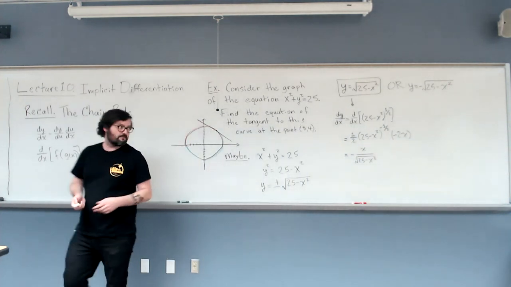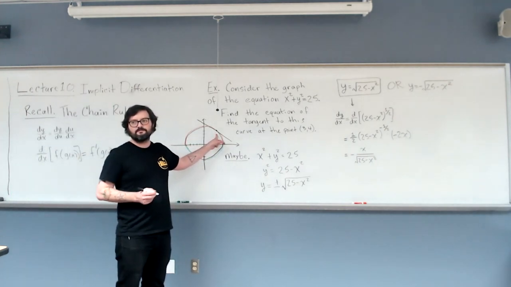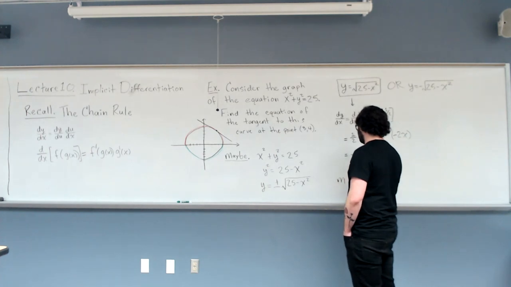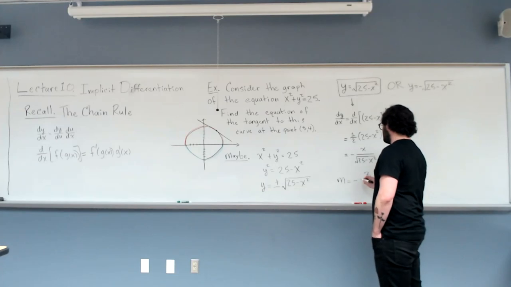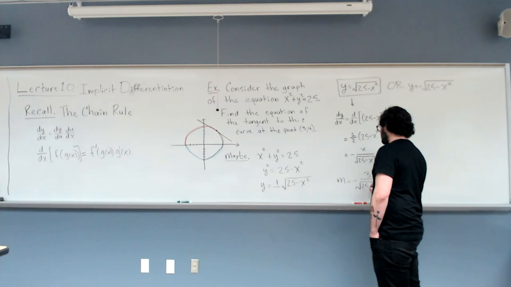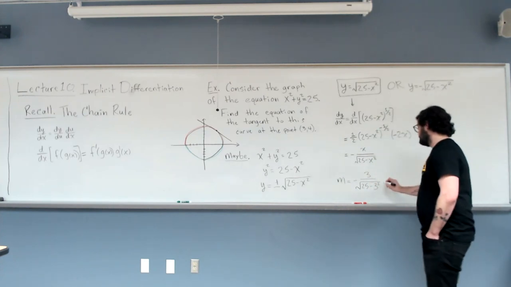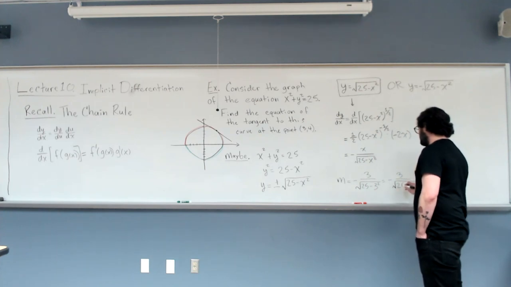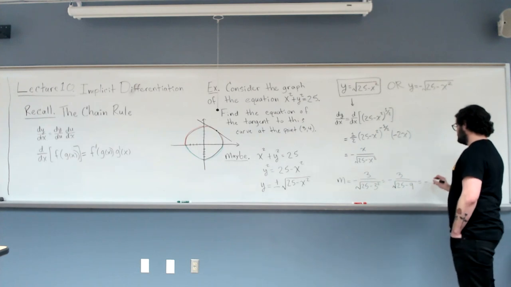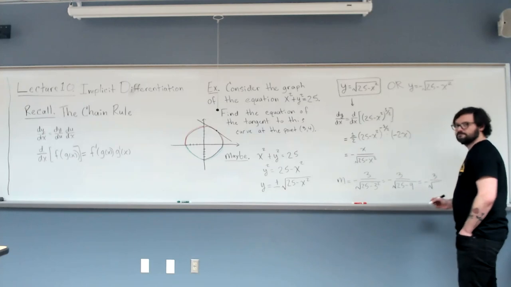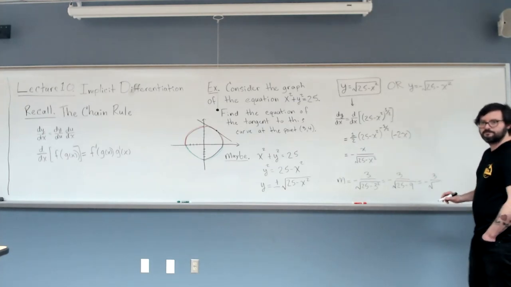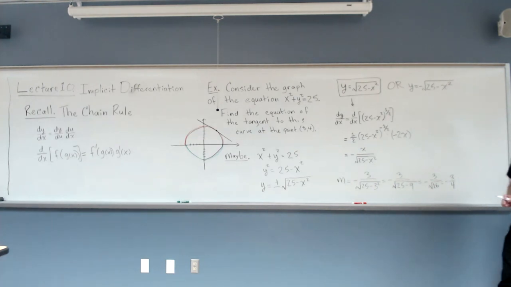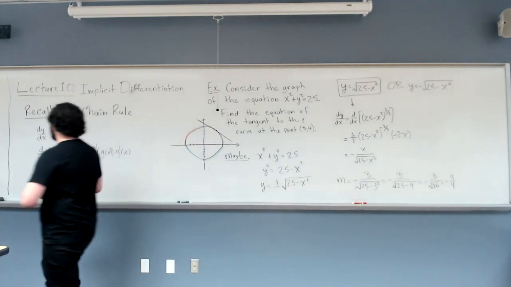So now that we have this value here, we look at the x value of this point, and we plug it in. So then the slope of that line is going to be what? Negative 3 over the square root of 25 minus 3 squared, which is equal to negative 3 over the square root of 25 minus 9, which is equal to negative 3 over the square root of 16, and that's just negative 3/4. Okay. So now that we have the slope, we're done.